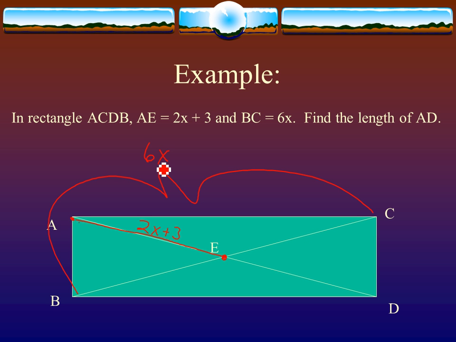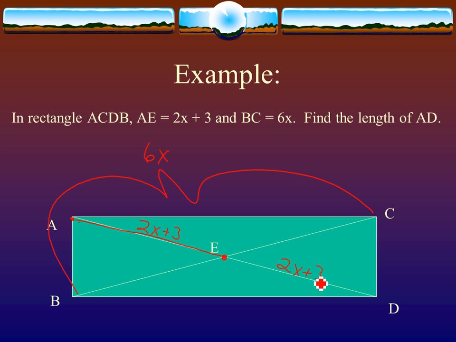It would be 2x plus 3 equals 3x. How come 3x? Well, this is only half. There are two different ways you could do it. This part's 2x plus 3. We know the diagonals bisect each other. So this part down here has to be 2x plus 3, correct? We could say 2x plus 3 plus 2x plus 3 equals 6x.